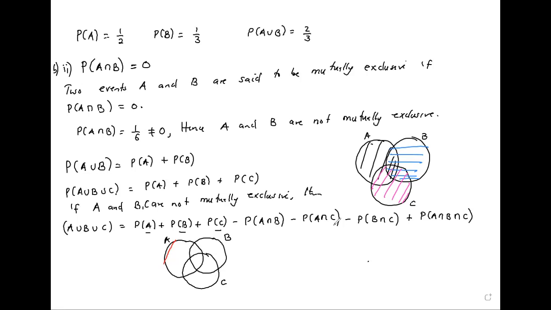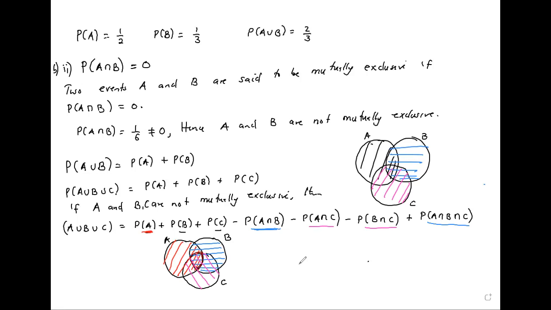Then you minus the probability of A intersection B, minus the probability of A intersection C, and minus the probability of B intersection C. You added each of them twice, so you need to remove each of them once. But then you have removed the A, B and C intersection three times.